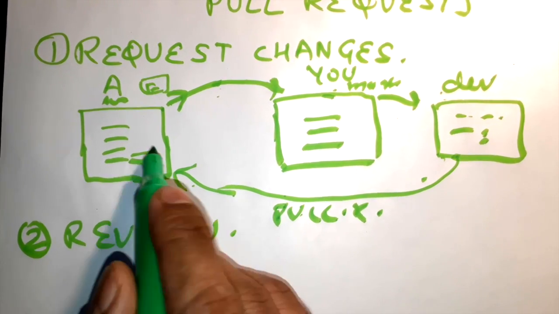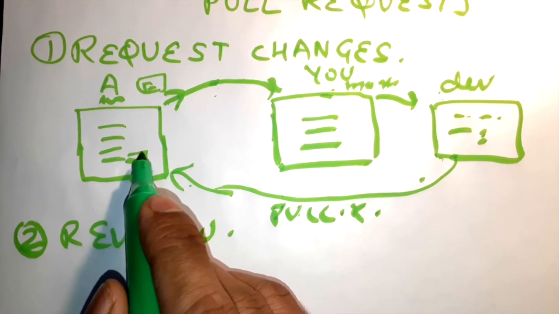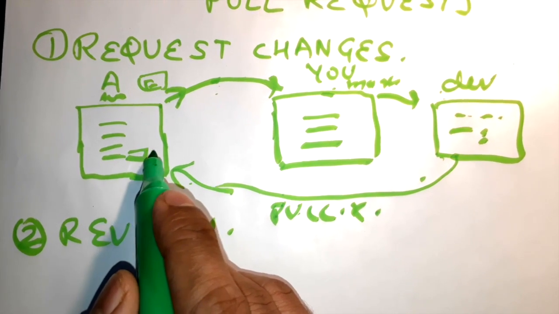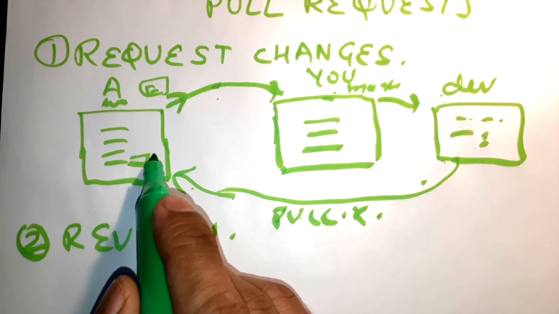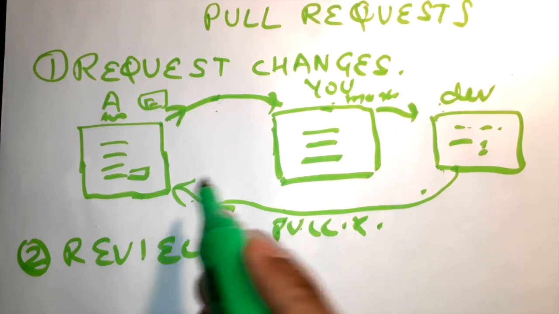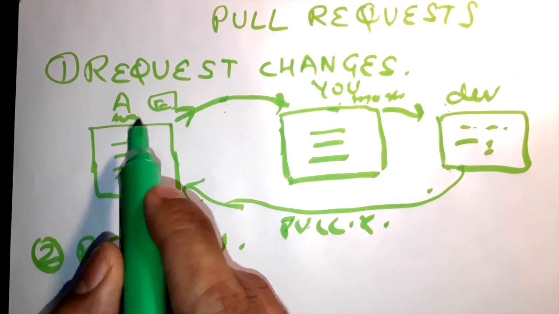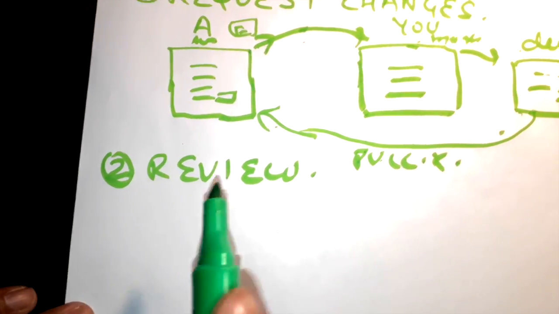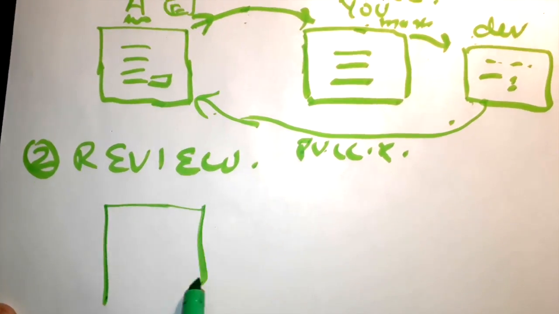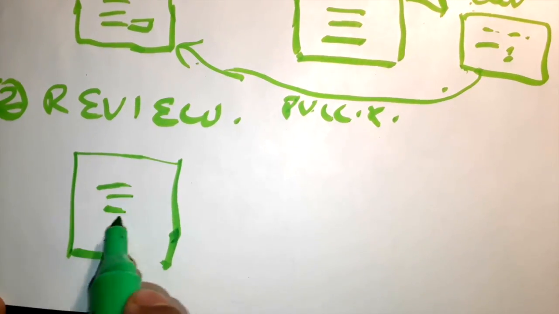So he will go ahead and review this, and in case he observes that everything is right and he wants to accept your changes, he will click on merge pull request, and all of your changes will be accepted and merged into his repository. So that's one.